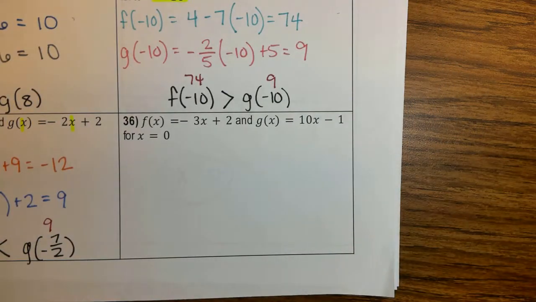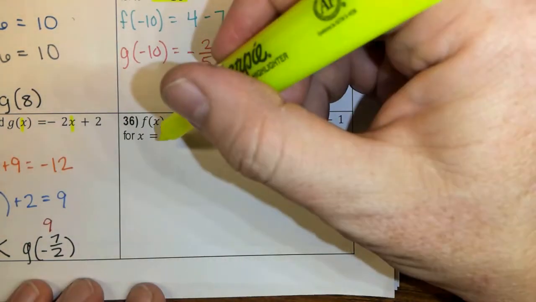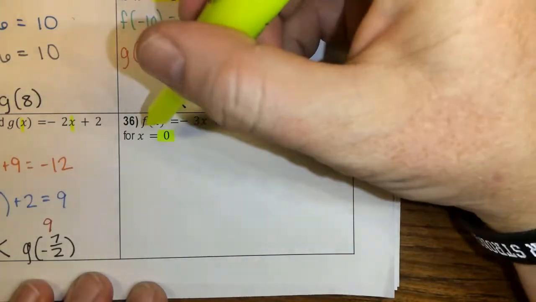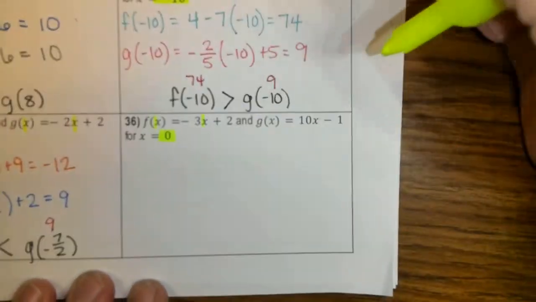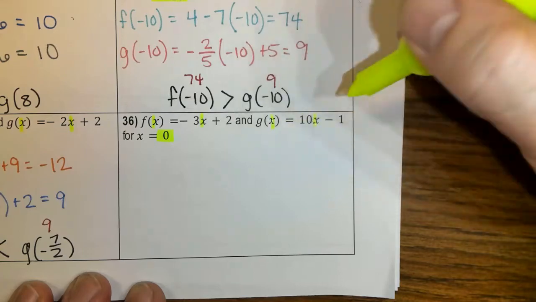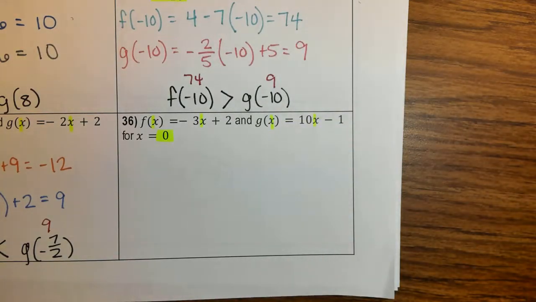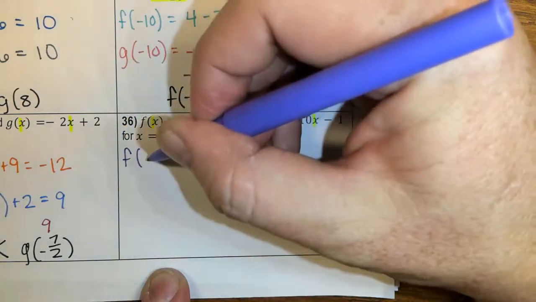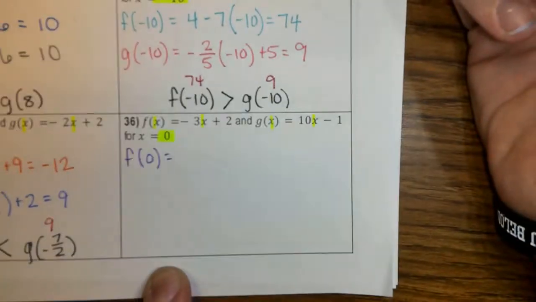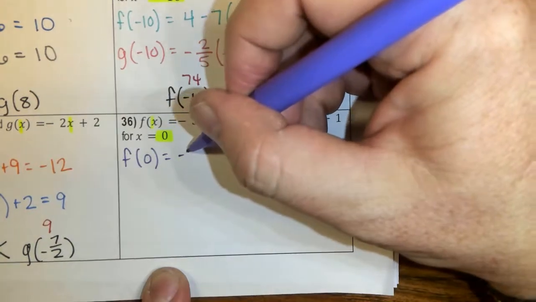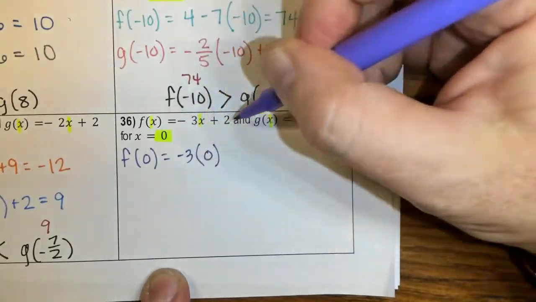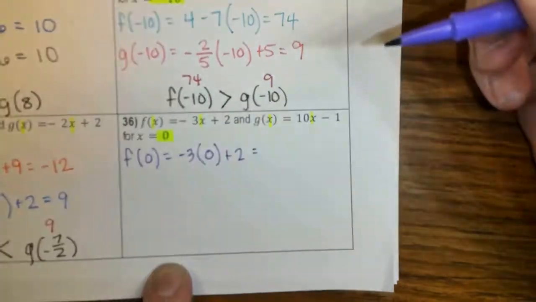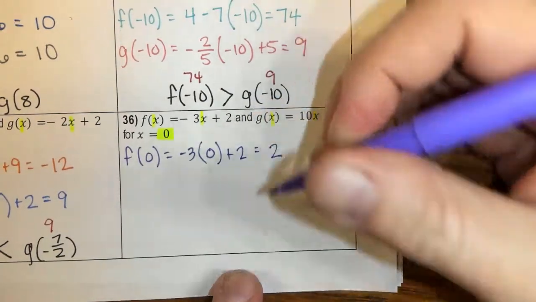And look, we're on our last question. All right. So look, x equals 0. I made the last one super easy. So I'm going to replace all my x's with a 0. And let's do f. So I do f of 0 equals negative 3x, negative 3 parentheses 0 plus 2. That'd be 2.